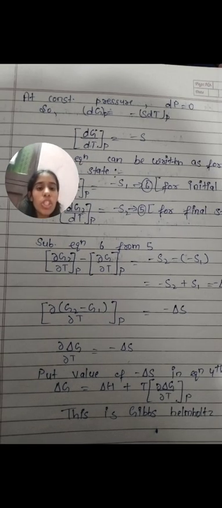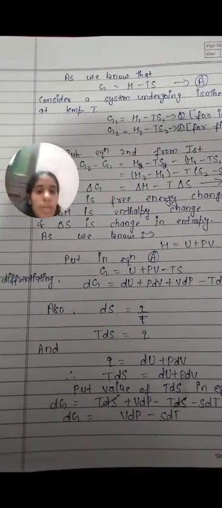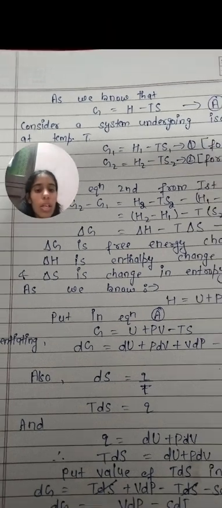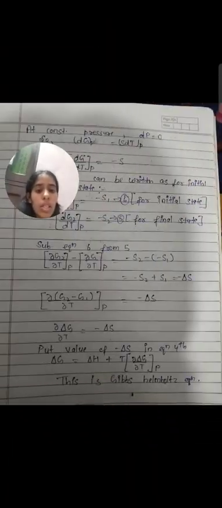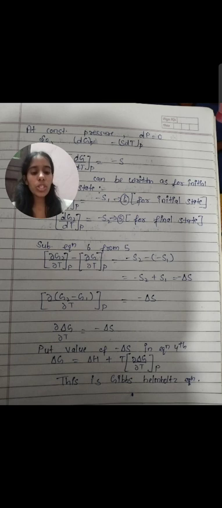Put this equation in equation 4th, and which is this. So delta G is equal to delta H plus T into delta G by delta T at constant pressure, and this is the Gibbs Helmholtz equation.